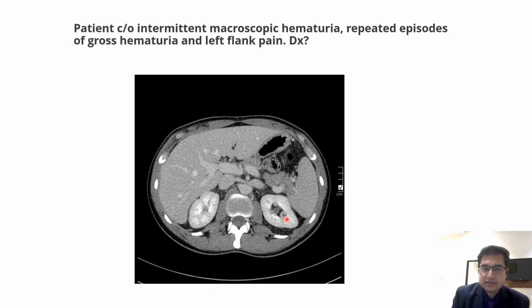So these are the kidneys, and this is the left renal vein. The left renal vein is actually being compressed between the superior mesenteric artery and the aorta here. This syndrome is actually called Nutcracker syndrome.